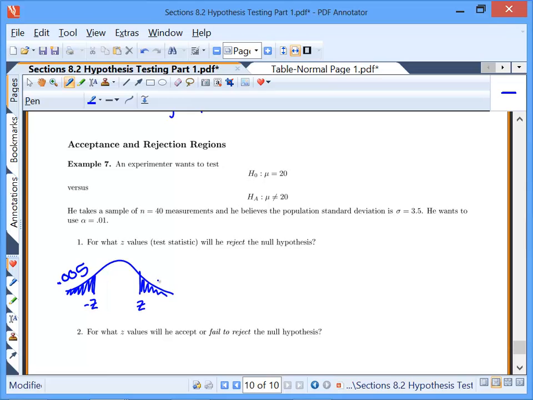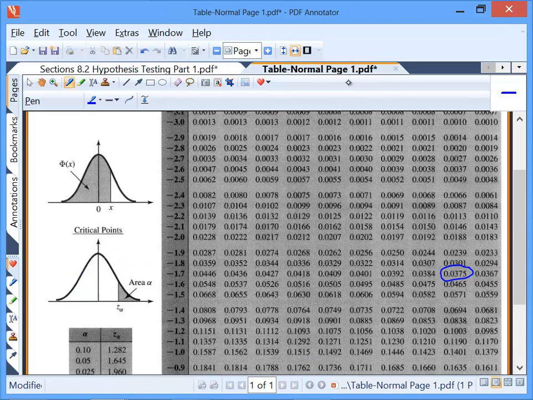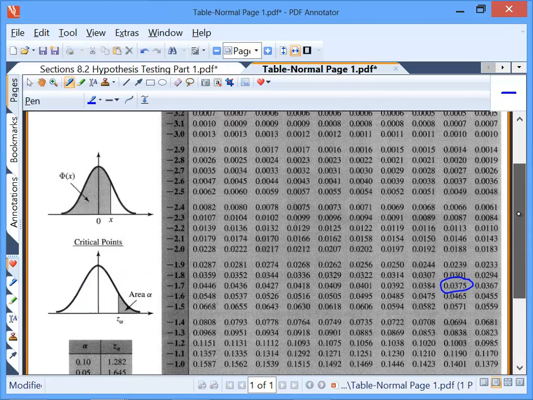0.005. Why? Half of 0.01. Okay, and the reason I need my 0.01 is alpha is 0.01. And so if we want to reject the null hypothesis, we need the area in the tails to be less than 0.01. So let's go back to our standard normal table, and we're looking for 0.005, or as close as we can get.